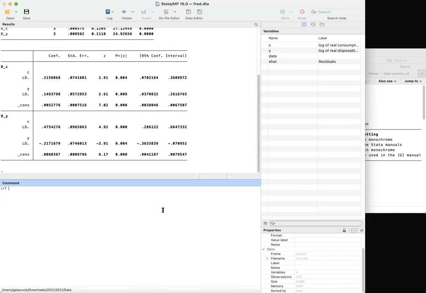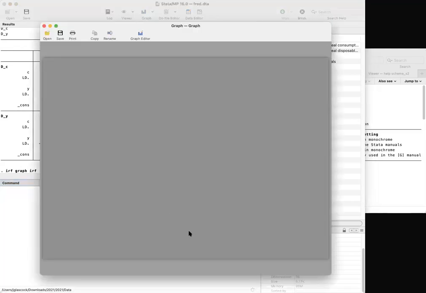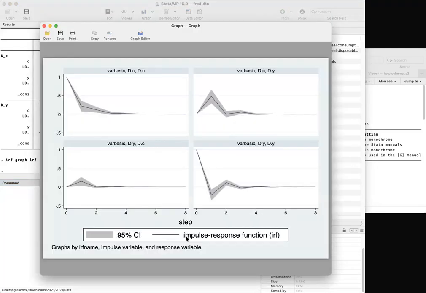So we request graph. That means plot the impulse response function for us. So IRF, which means report the impulse response function results. If we press enter, a new window will open, and that gives you the impulse response function that we discussed in our lecture.